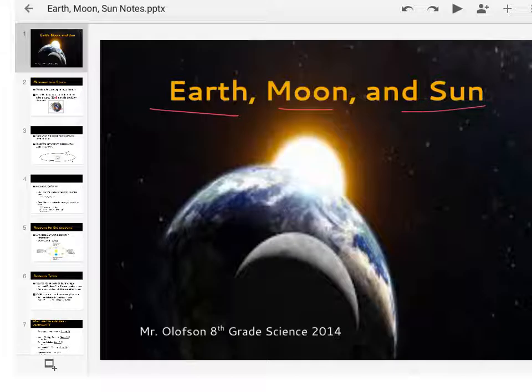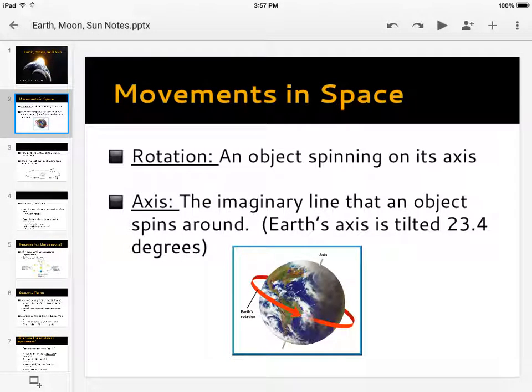A couple of things that we're going to talk about today. The first is the movements or motions in space. There are two big motions that people get confused a lot of times. The first one is rotation, and rotation is an object spinning on its axis. That means here's the axis of Earth, and the axis is an imaginary line that an object spins around.